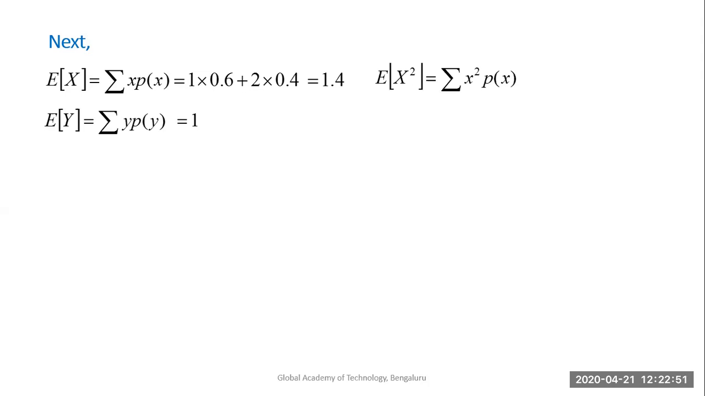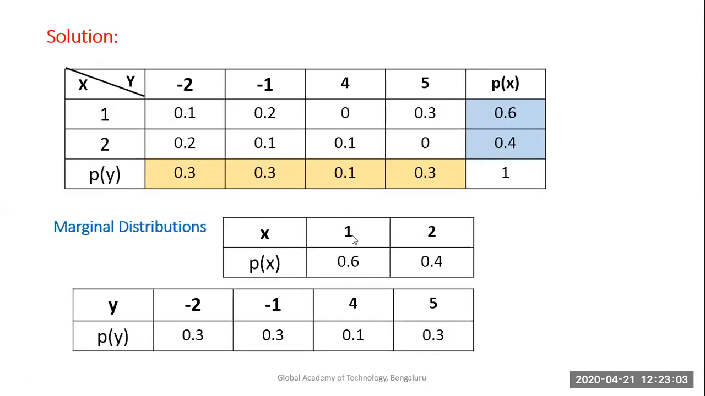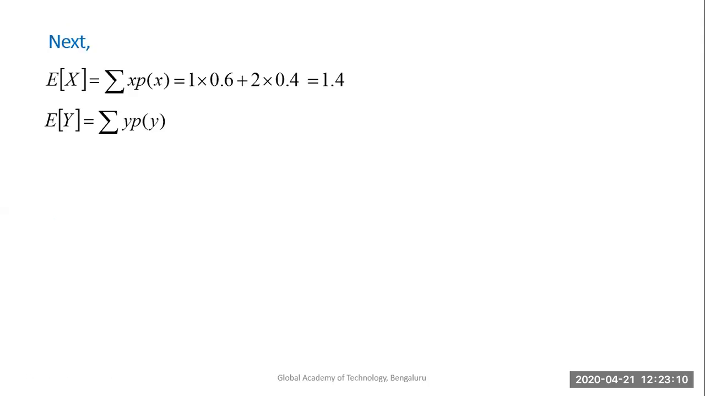Also, we need expectation of x square, which is given by summation x square into p of x. So square the values of x and multiply with the corresponding p of x. That is 1 square into 0.6 plus 2 square into 0.4. So you get expectation of x square as 2.2.